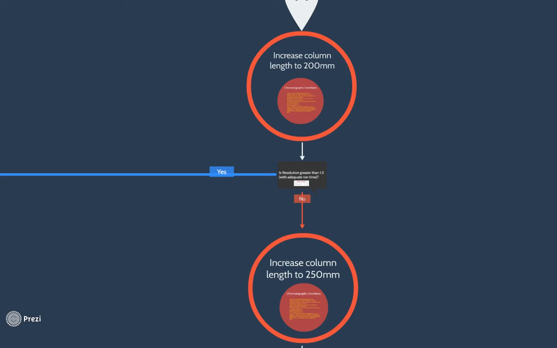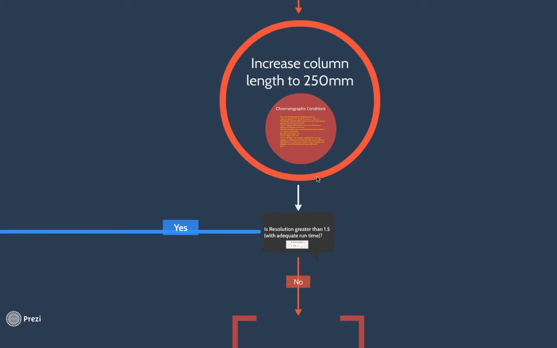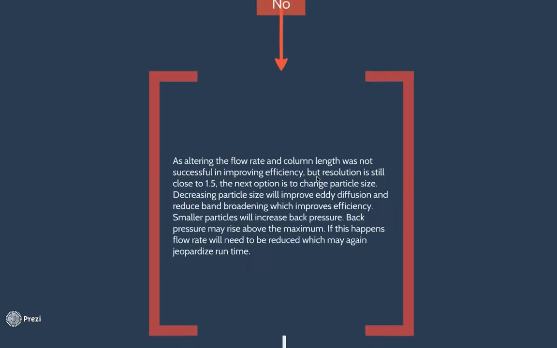So the next thing I did was to try to increase the column length, so increase the number of plates, hopefully improve efficiency. So we do that, we maybe use 200. We need to check runtime again, because a longer column will result in a longer runtime. If that hasn't worked, try change the column again if you have another column available.